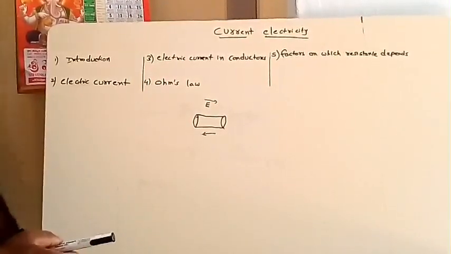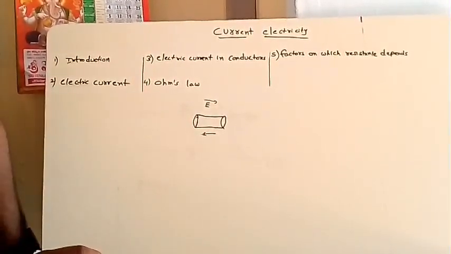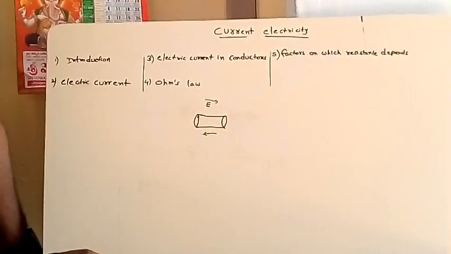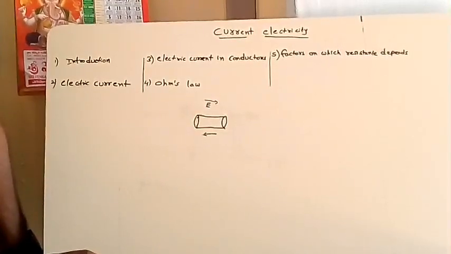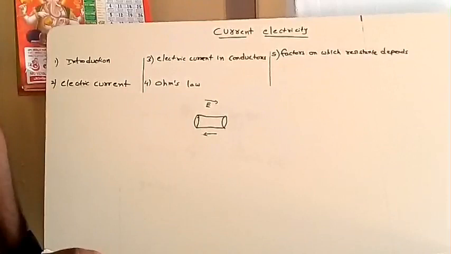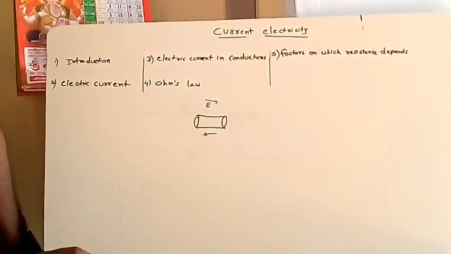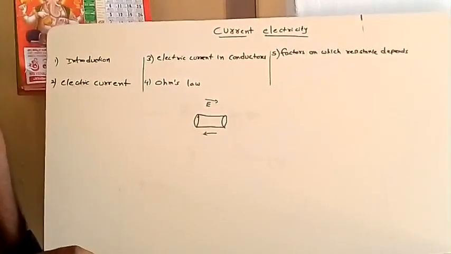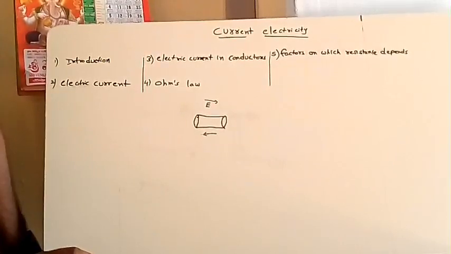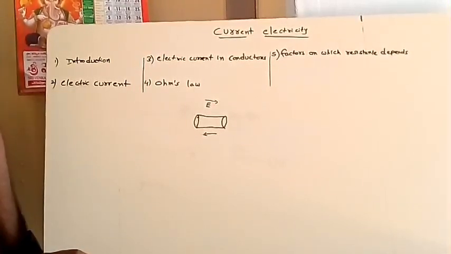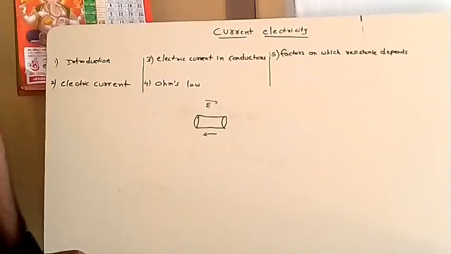So once again, this electric current must be passing through conductors: solids, liquids and gases. In solids, free electrons are responsible, whereas in liquids, ions are responsible, positive ions and negative ions. Where gases are concerned, only ions are responsible.